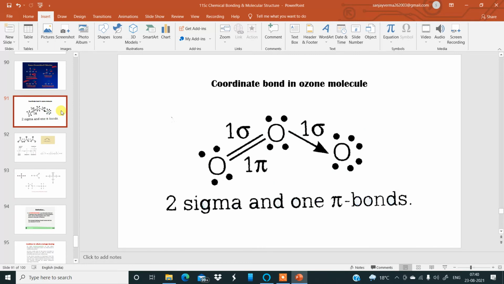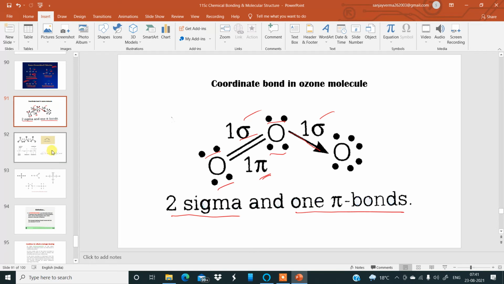Now, have a look at the coordinate bond in the ozone molecule. You must be wondering which is the coordinate bond over here. In the ozone molecule, on this side there is a sigma bond and a pi bond. This oxygen has 2 lone pairs, this oxygen also has 2 lone pairs, and this has 3 lone pairs. But remember, this bond over here is supposed to be a coordinate bond. Altogether there are 2 sigma bonds, and there is 1 pi bond between these 2 oxygen atoms.